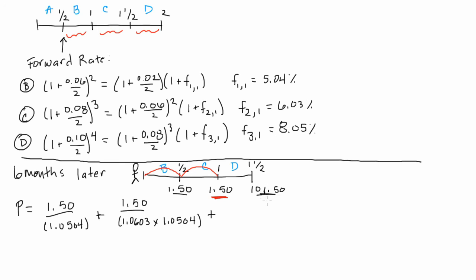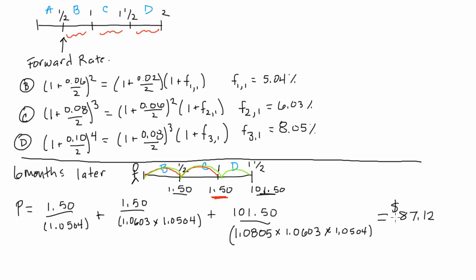There's one more cash flow, and that's that terminal cash flow right there. So we need to discount that back to today. And so we need to discount it back over period D, over period C, and over period B. So we do a very similar procedure, and we discount it back first by that forward rate during period D. Then we discount it back over period C, and then over period B. Once we plug all this stuff in our calculator, we find out the price of the bond is $87.12. So we would expect the bond to be worth $87.12 6 months from today.